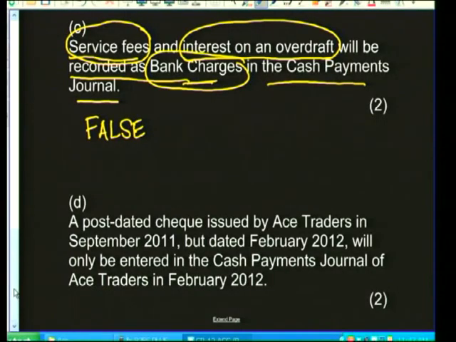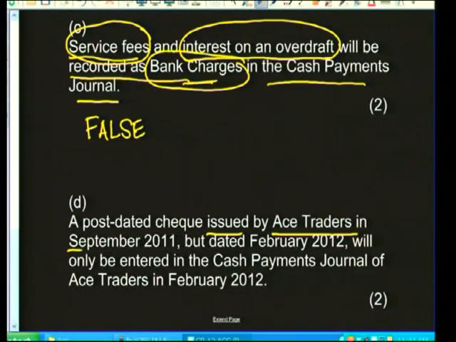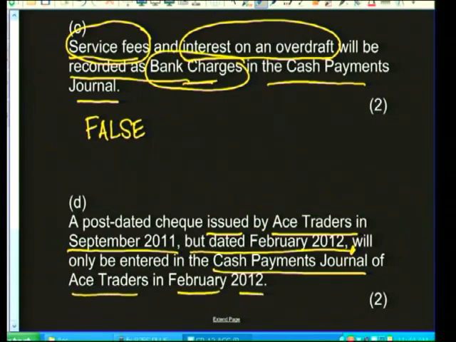I think we have one more here in this part of the question. A post-dated check issued by Ace Traders. Remember, we are Ace Traders. What have we done? We've issued a post-dated check in September, the month that we are working with. This check is dated February 2012. Will only be entered in the cash payments journal of Ace Traders in February 2012.